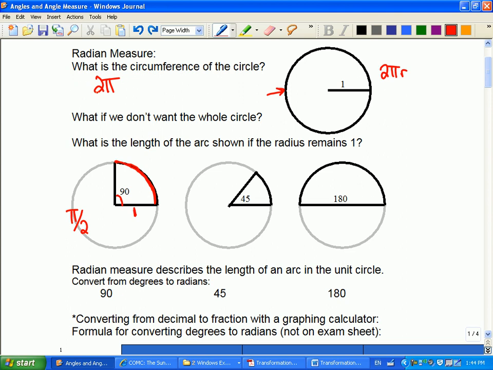Sorry for the lame grade 6 references, but 45 degrees, anyone want to take a shot? Pi over 4, yeah, there's going to be pi over 4 radians there, so you're already getting the hang of this. And this one I think is the most important one. It's the one I refer to the most. Pi, yeah. So 180 degrees, we would consider that pi radians.